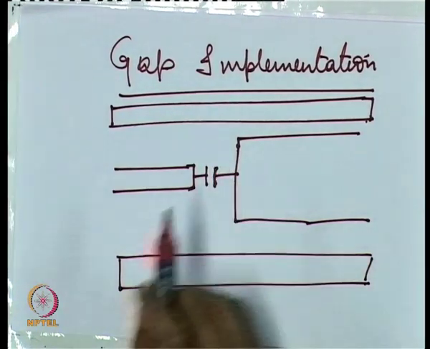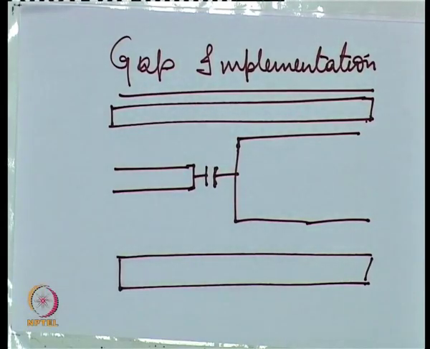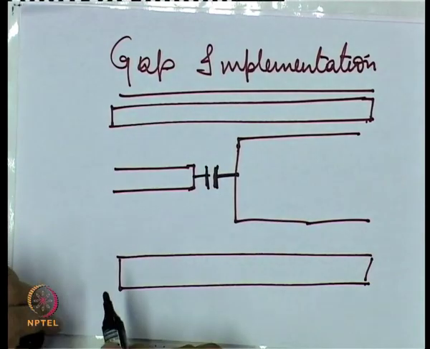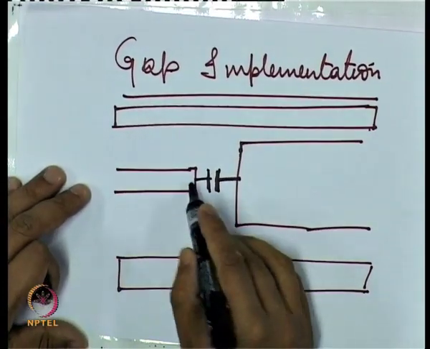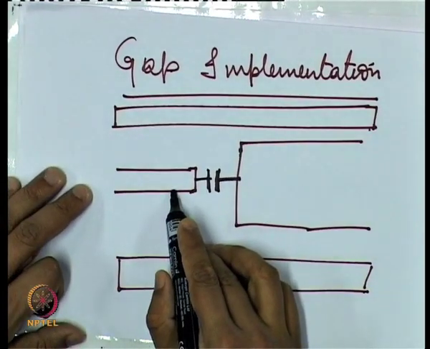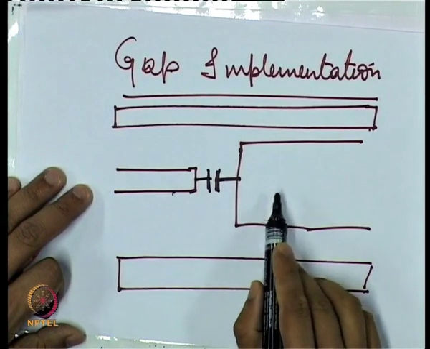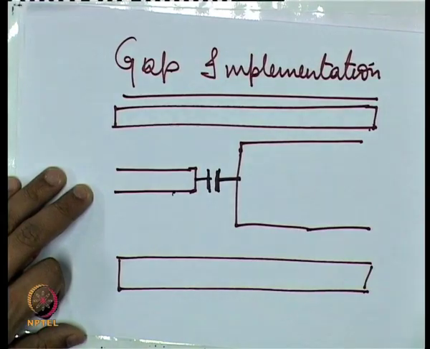This capacitance doesn't actually exist. This is just shown as a symbol. This is the capacitance between the two. There is no connection between this inner conductor of a different width, with this inner conductor of a different width.